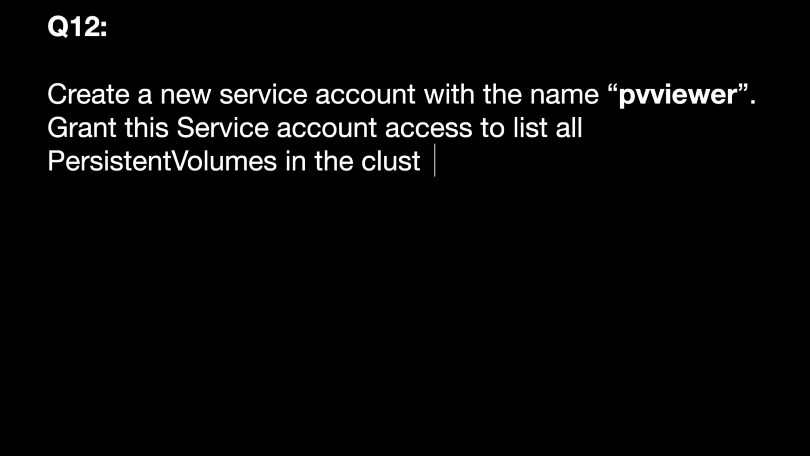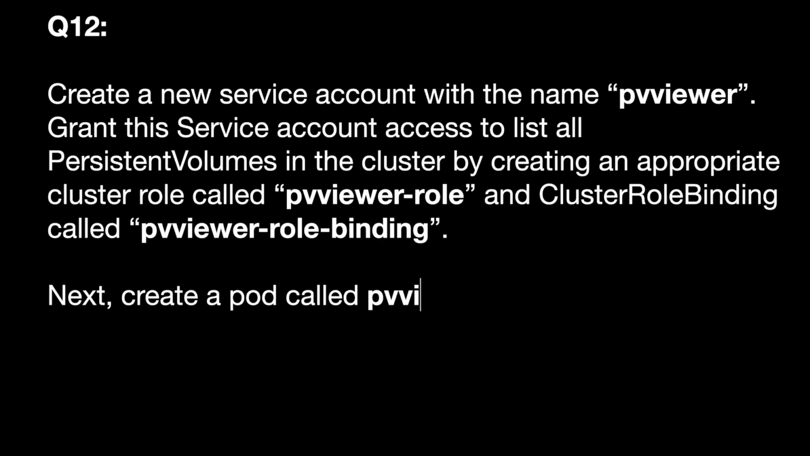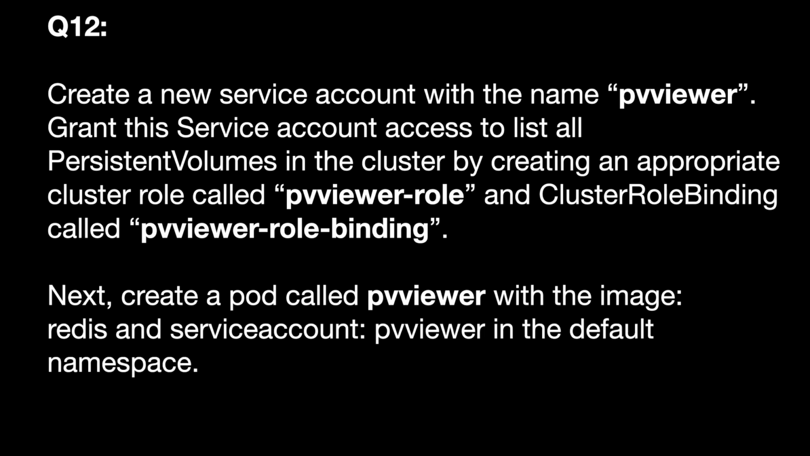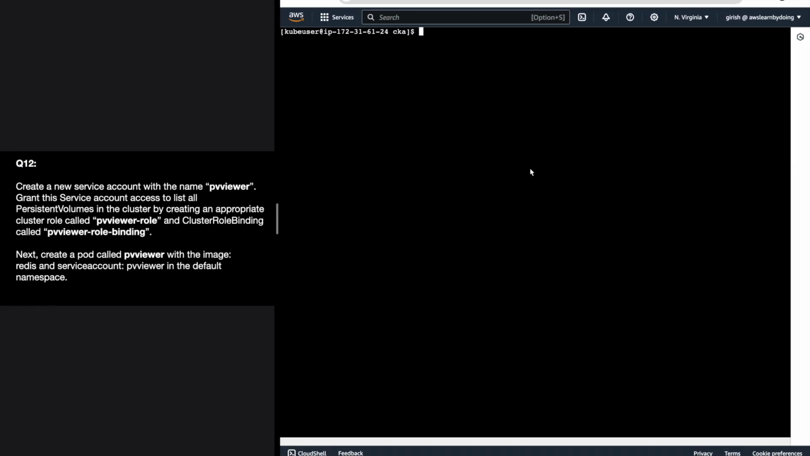Question 12. Create a new service account with the name PV viewer. Grant this service account access to list all persistent volume in the cluster by creating cluster role. Then create a cluster role binding. And then next, using this, create a pod called PV viewer with the image Redis and service account PV viewer in the default namespace. So first create service account, kubectl create service account.